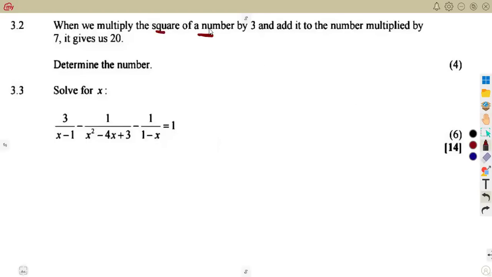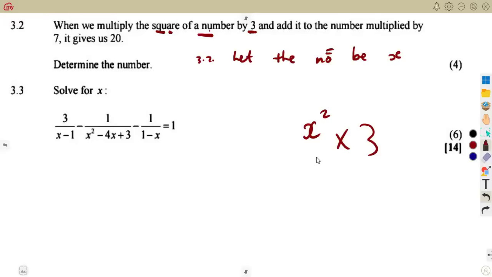3.2, they are saying when we multiply the square of a number, do we know the square of this number? We do not know. So let the number be x, the one that we do not know. So when we multiply the square of a number by 3, it simply means 3x squared.